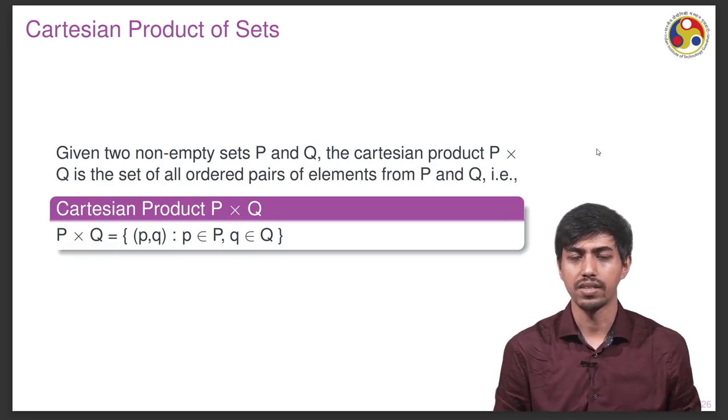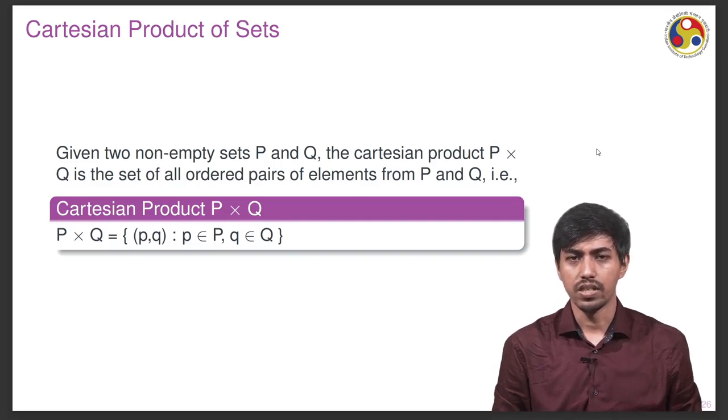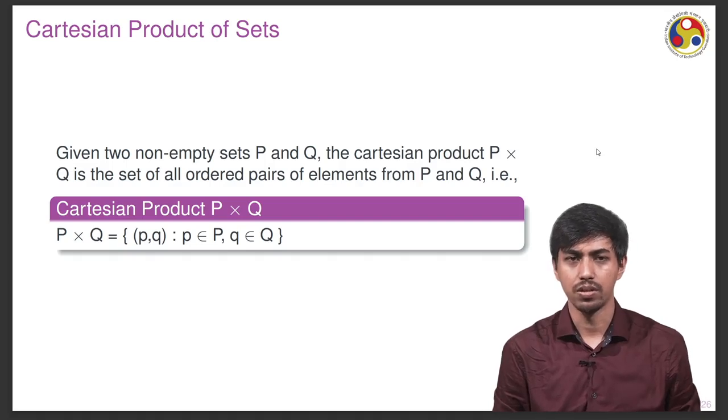Now let's take a look at the Cartesian product of sets. Given two non-empty sets P and Q, the Cartesian product P cross Q is the set of all ordered pairs. Please note the word ordered. So it's the set of all ordered pairs of elements from P and Q. That is, we can write P Cartesian product Q is equal to the set of all ordered pairs (p, q), where small p belongs to the set capital P, and small q belongs to the set capital Q.